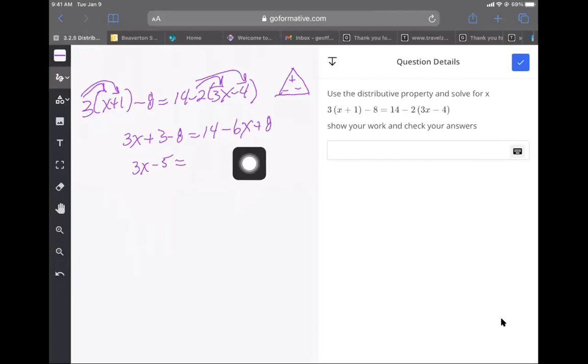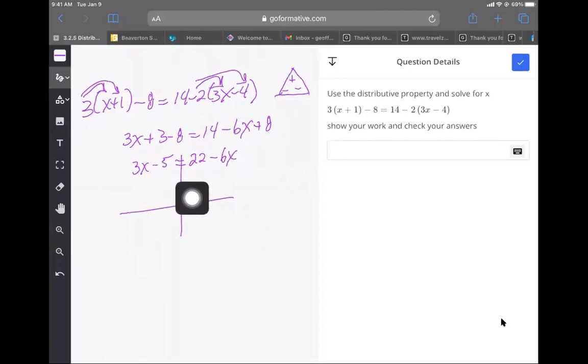All right, let's hop on over to the other side. What can we add together here? 14 and 8. What's 14 plus 8? 22. And then we're going to bring down our -6x. Now we're all done. Now we've cleaned everything up. Now we can go ahead and solve.